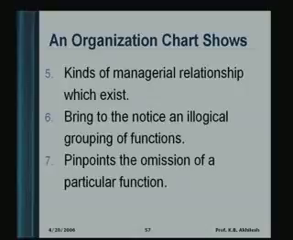So you can represent through dotted or direct or indirect kinds of relationships. Sometimes you can also see the illogical grouping of functions, for example the statistics department, where it should be in operations, or in finance, or somewhere else. So one can see where to put some of these departments, and whom they should be reporting to. One can pinpoint these omissions of a particular function.